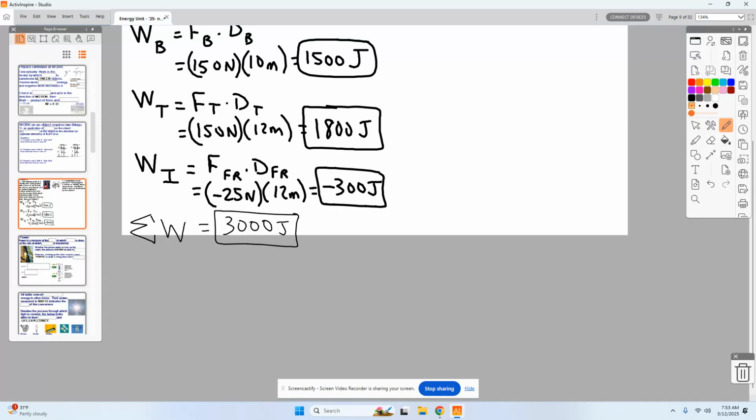Now my question for you is this. If work is a transfer of energy, and that's what this is, how much energy does that sled have at this point? It was at rest, so it doesn't have any energy of motion. After this, how much energy does it have? You'd say 3,000 joules, because the effect of that work was to change the energy of that sled.